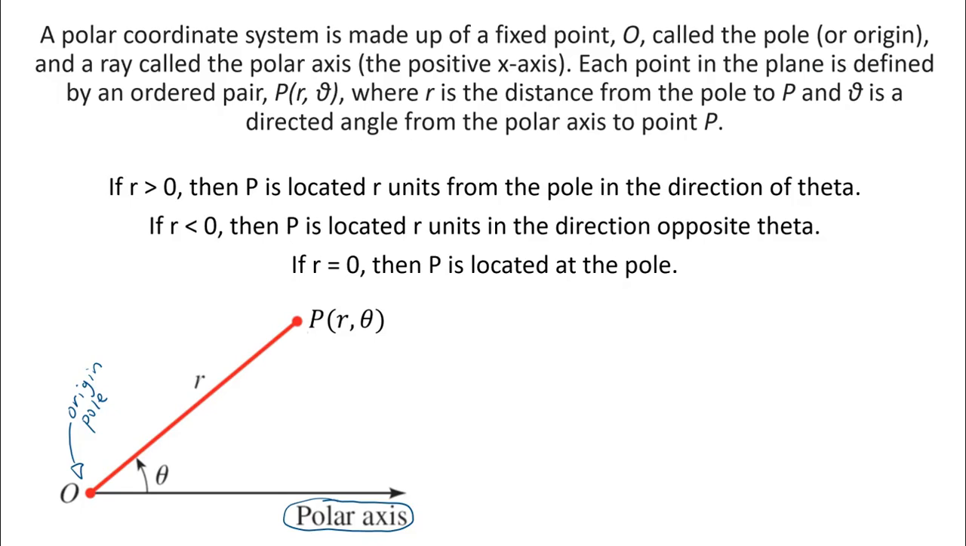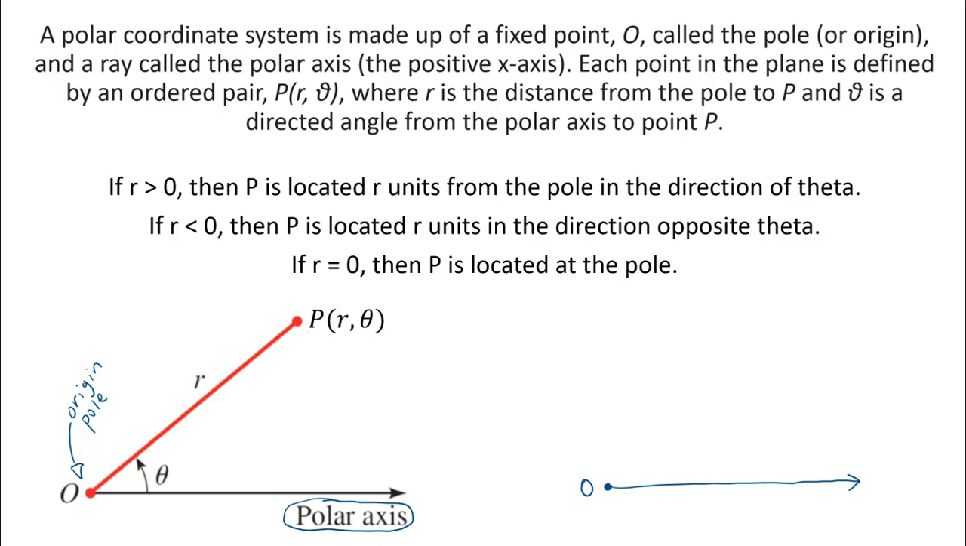Each point in the polar coordinate system is defined by an ordered pair (r, theta), where r is just the distance from the pole to point P, and theta is a directed angle from the polar axis to point P. So what does that mean in English? It means that I can give you any point on the polar plane if you give me an angle and a distance from the origin or from the pole.